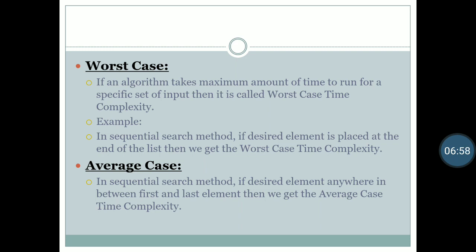Next is average case. In sequential search method, if the desired element is anywhere in between the first and last element, then we get the average case time complexity. Very simple. If we are not first, if we are not last, then we are average.